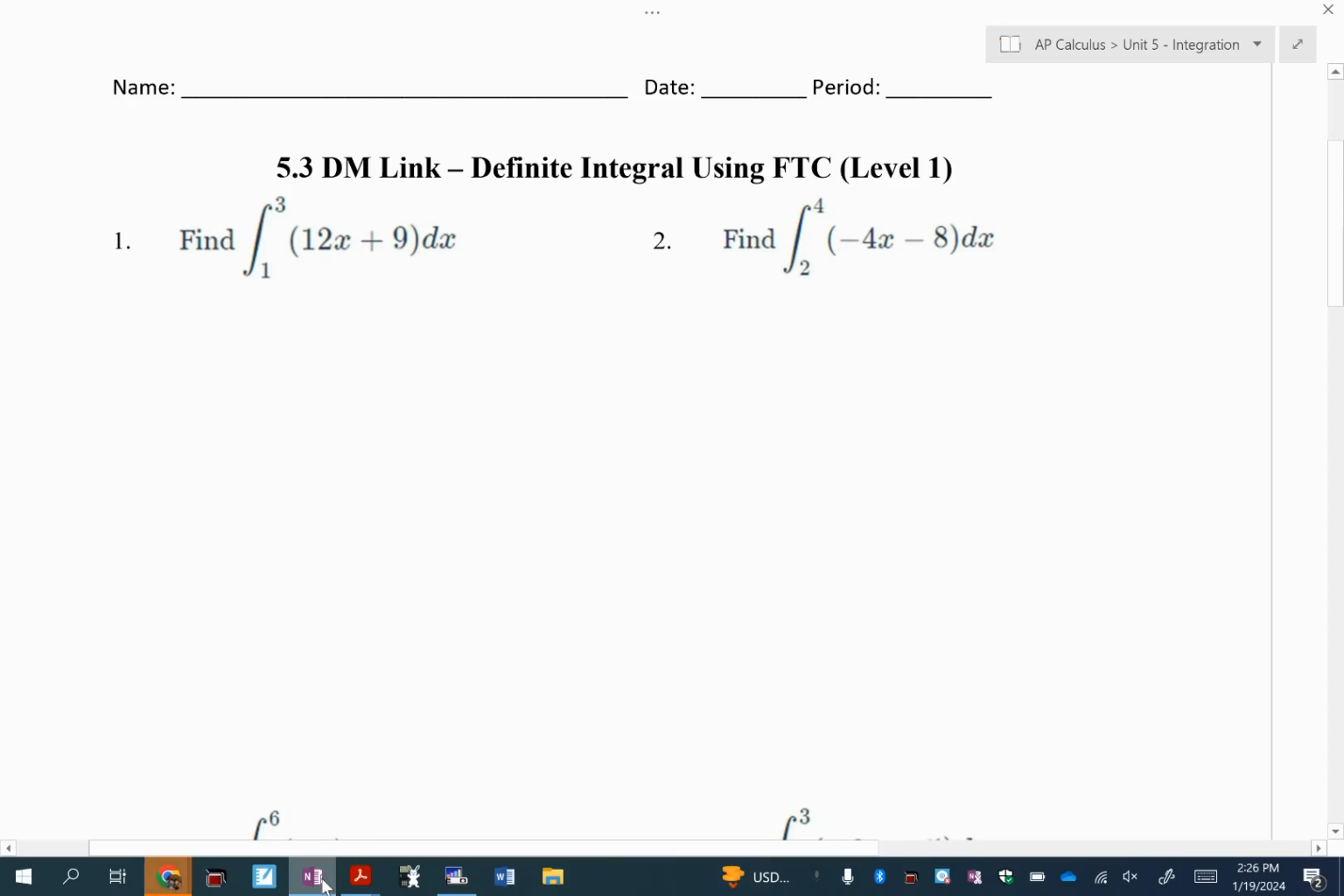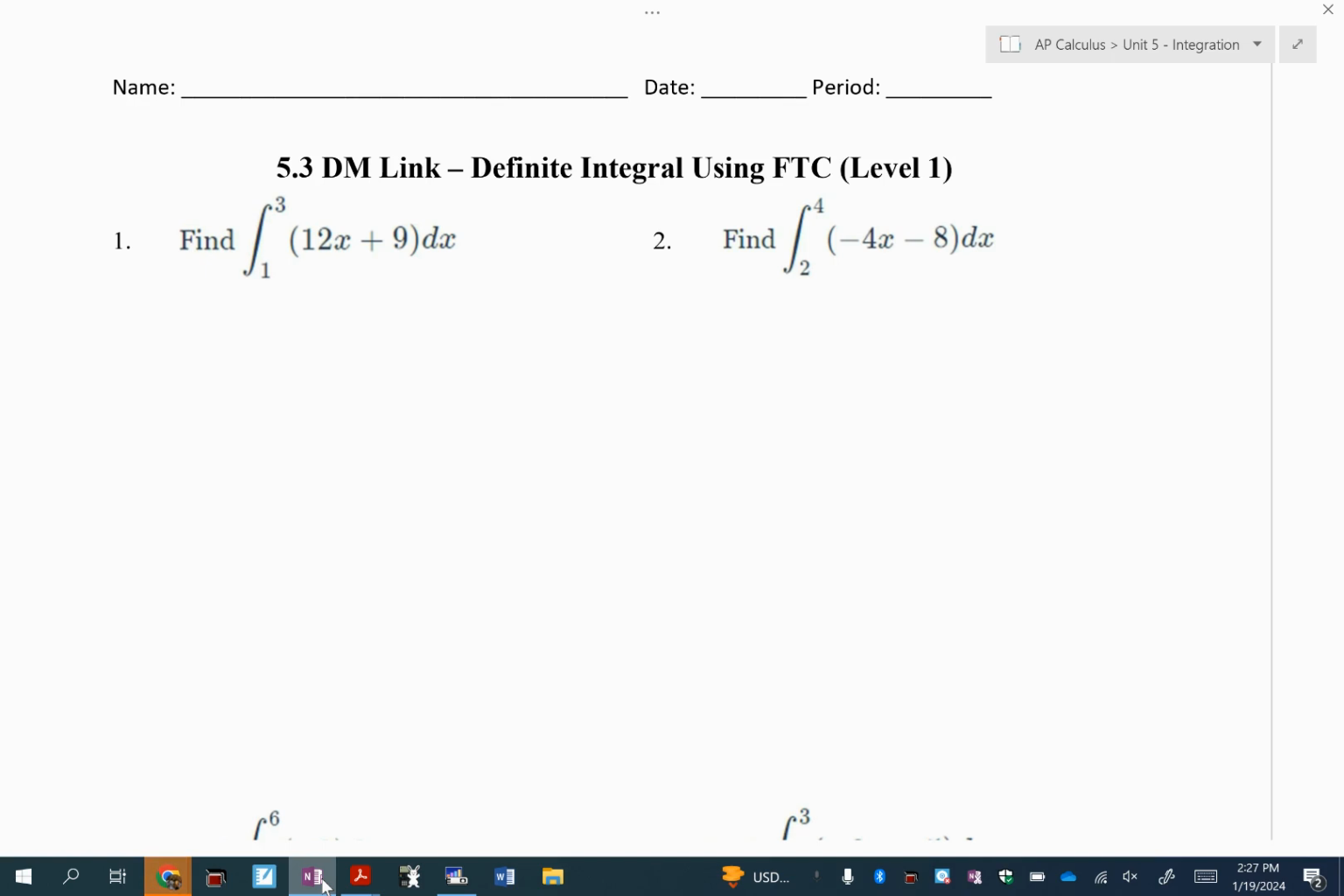Look at the first one. We are going to find the exact value of the definite integral. It's called a definite integral because you have numbers here, and these numbers are called the limits of integration. So we can find an exact value for this definite integral with this function in here.